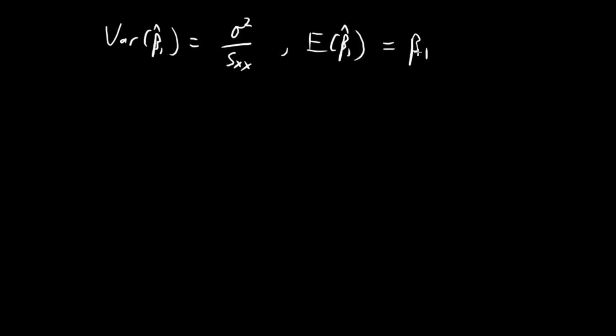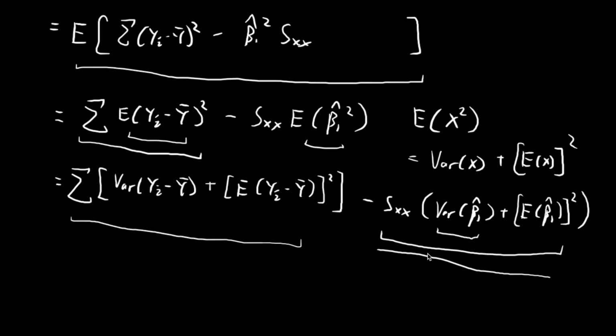So the expected value of beta 1 hat is just equal to beta 1. So we've essentially dealt with this term over here. Now let's focus on this term. First of all, we have this variance of yi minus the sample mean of y. So let's evaluate this first.